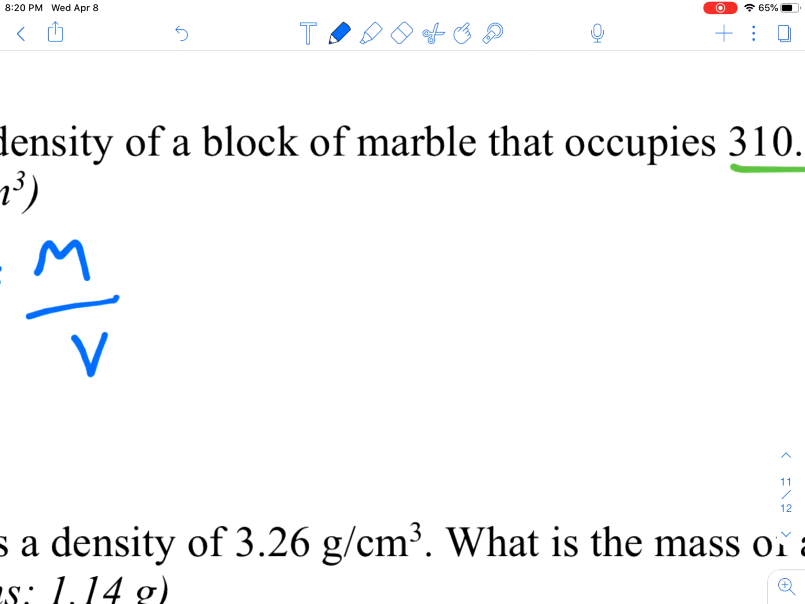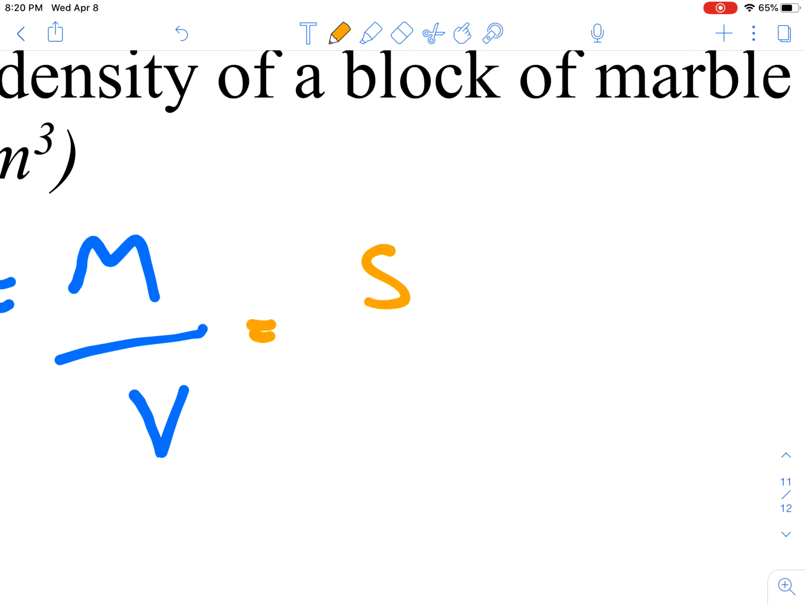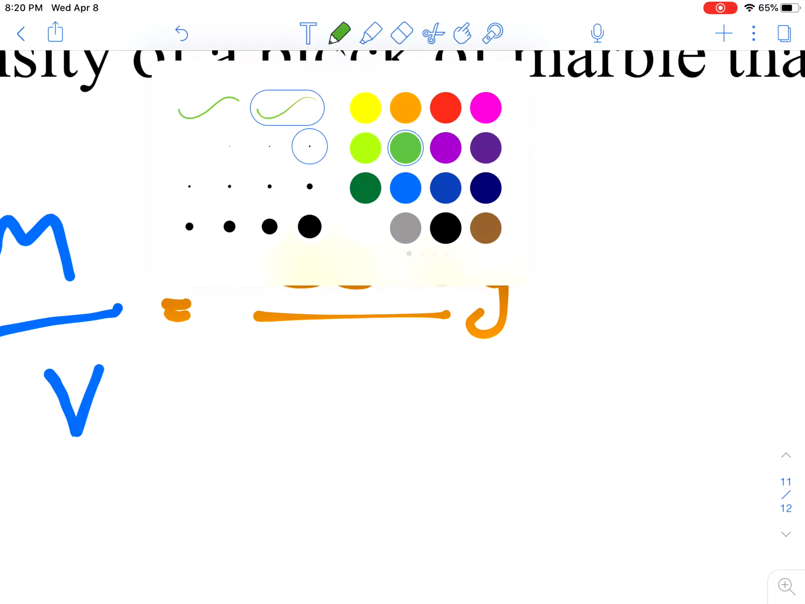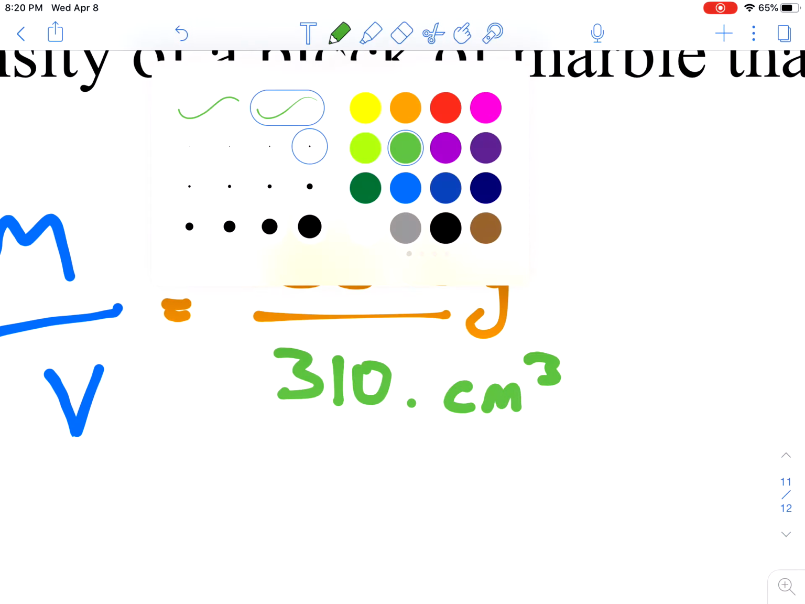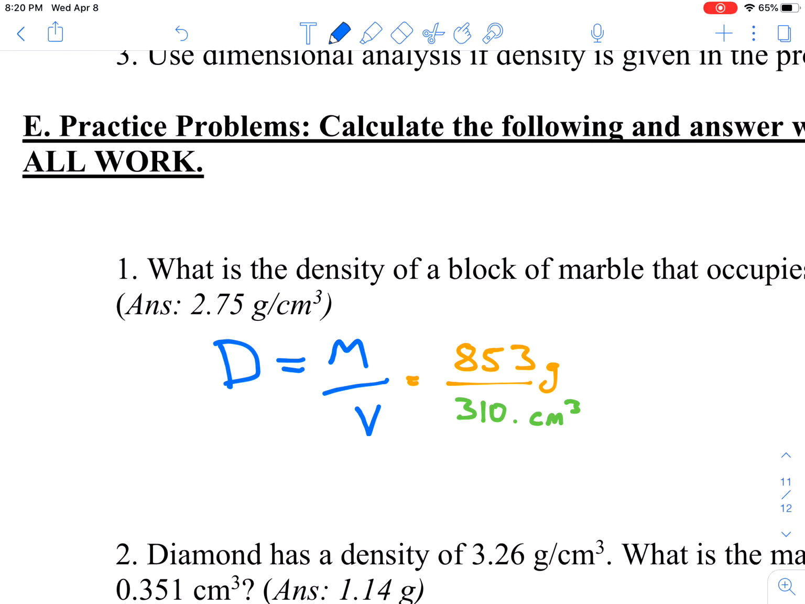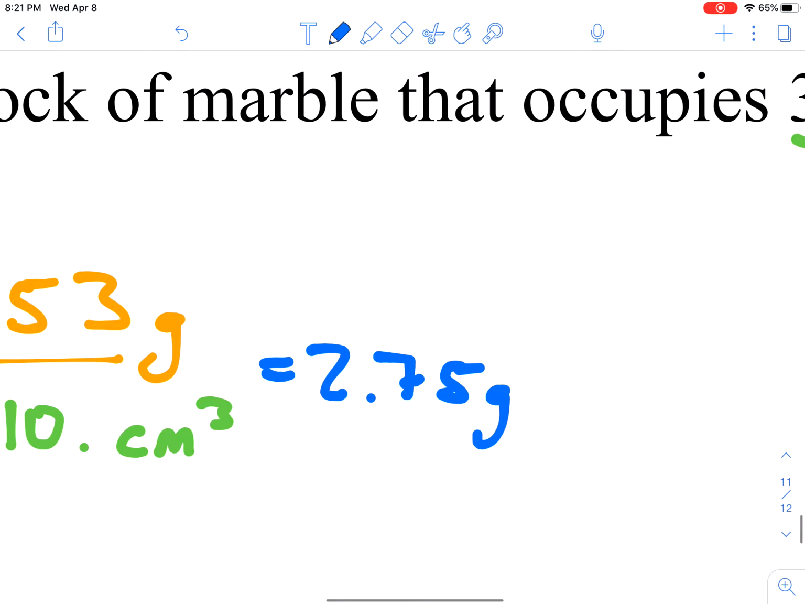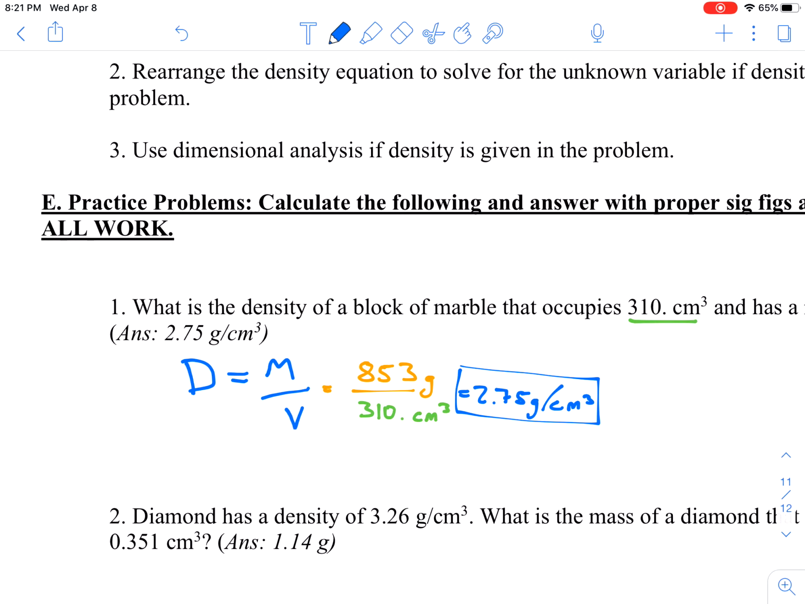So our mass is 853 grams. We said our volume is 310 centimeters cubed. And if you do the calculation, you'll end up with 2.75 grams per cubic centimeter. So basically how much stuff there is per unit volume, 2.75 grams for every cubic centimeter.